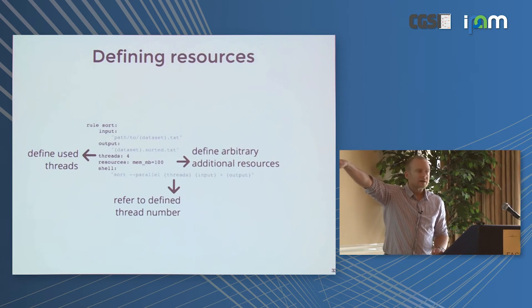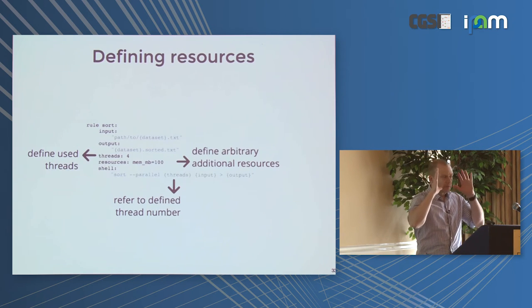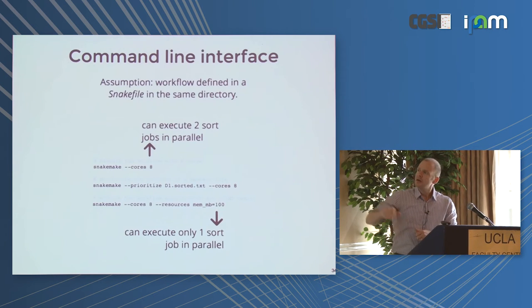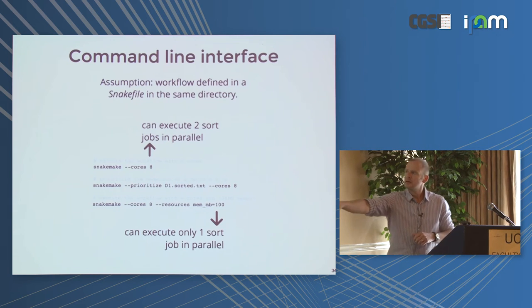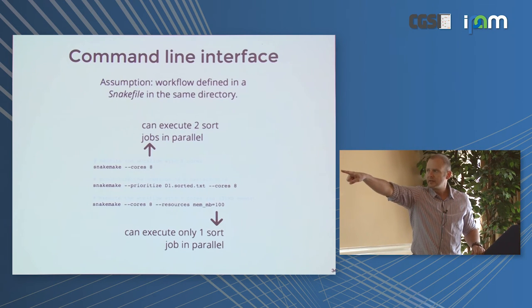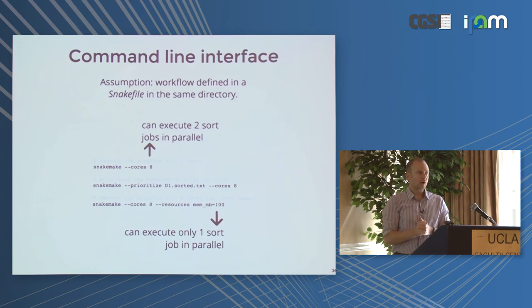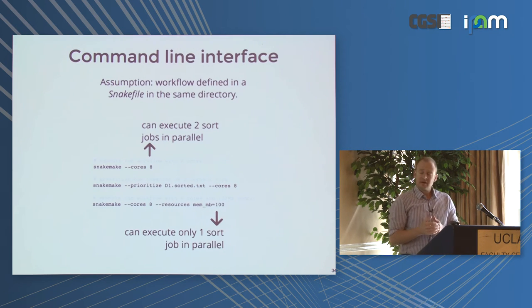And how can you make use of the resources thing? You need 100 megabytes of main memory here. Possibly you need about 100 megabytes of main memory here, and then you run snakemake, the lowermost, snakemake --cores 8 and --resources 100 megabytes of main memory. So then snakemake will run the whole workflow on at most 8 cores and with at most 100 megabytes. And because you specified that the rule sort needed 100 megabytes, it will never execute two of these jobs at the same time.